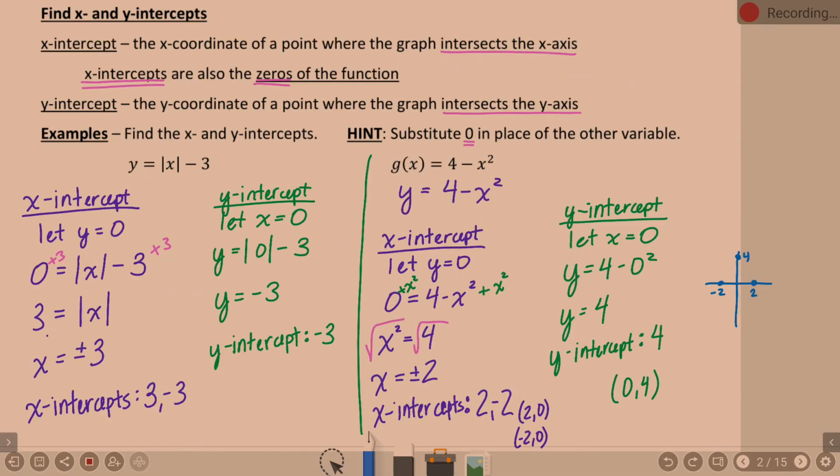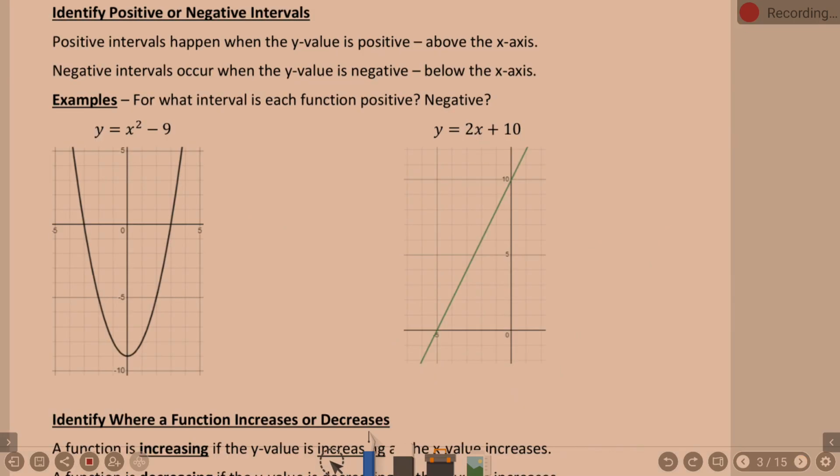We did x and y intercepts where you put your 0 in. And now we're ready to talk about positive and negative intervals on a graph. Okay. When we talk about positive intervals, we are talking about when the y value is positive. So notice, positive intervals happen when the y value is positive, or in other words, above the x-axis. So positive intervals where the y value is positive.